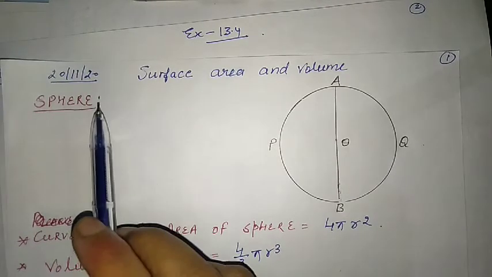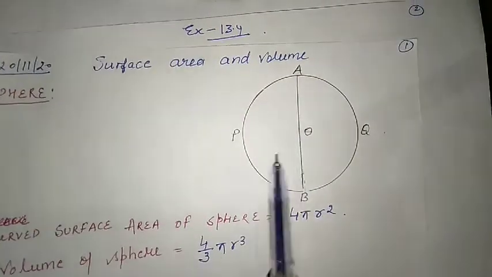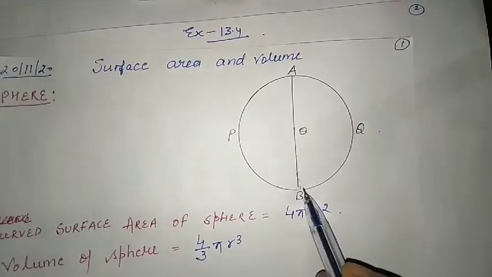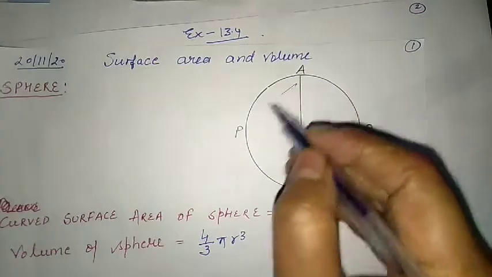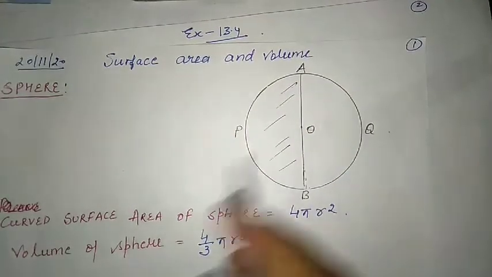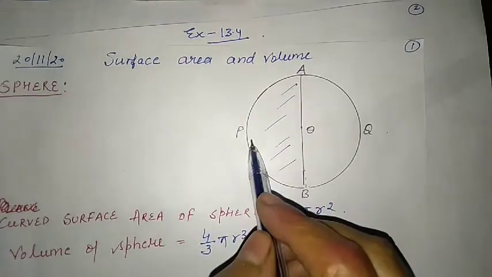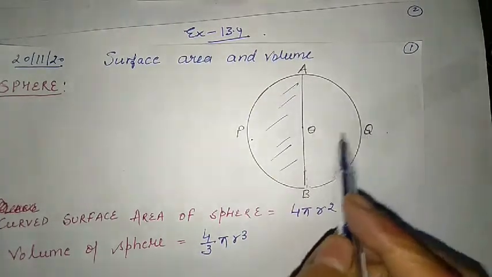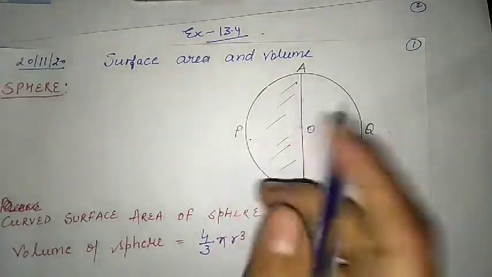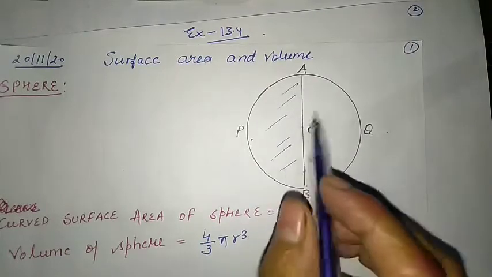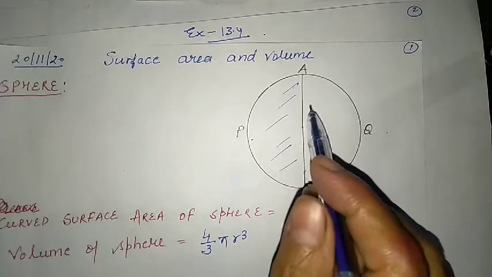So first of all, let us come to know what a sphere is. In this figure, APB is a semicircle. If this is a semicircle, then AB is the diameter. If it is rotated about its diameter, the surface generated is known as the sphere. So this complete figure is known as a sphere.